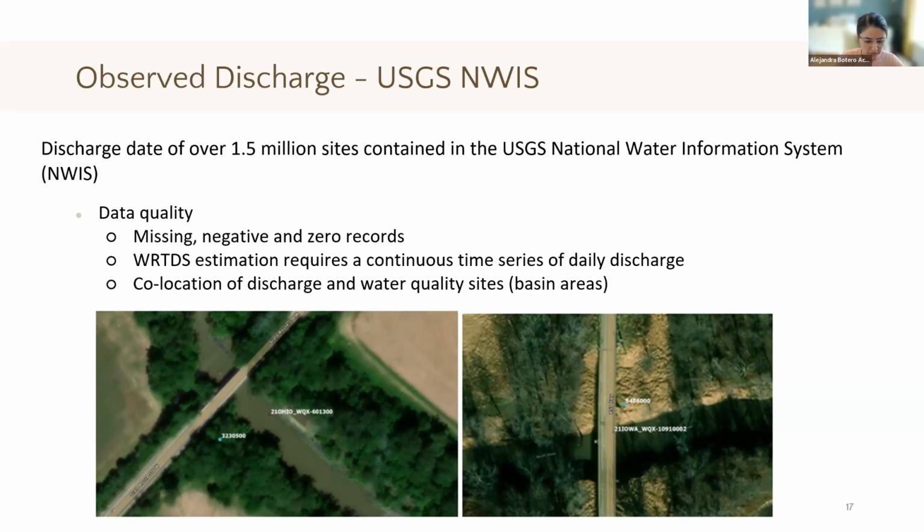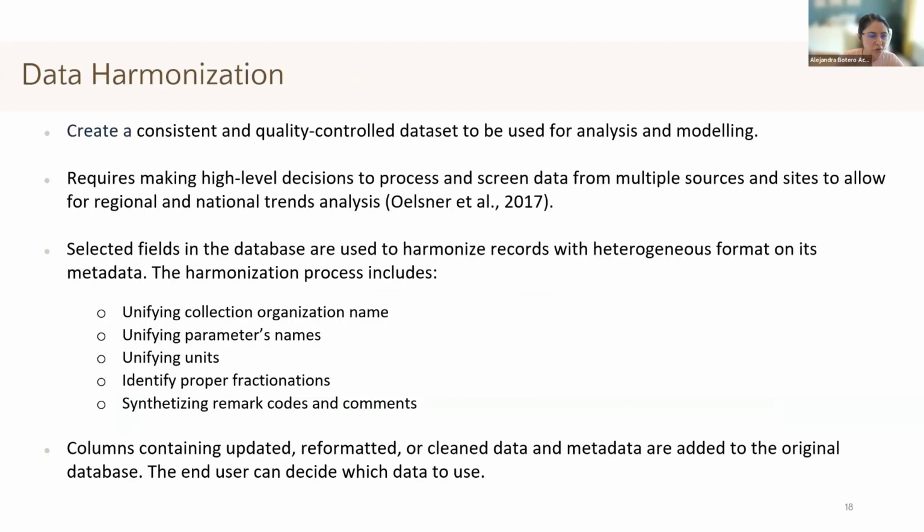And here I'm presenting 2 examples of sites that are actually co-located, but when we use the coordinates that are reported in the data set, they have different coordinates. So when we delineate the watersheds of each one of the sites, they look like they are not located at the same location. So we need to visually use satellite imagery to confirm this. This will take a good amount of time checking all the sites. Sorry. So as you can see, there are different issues for data quality.